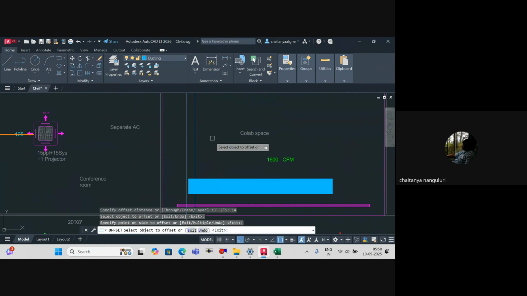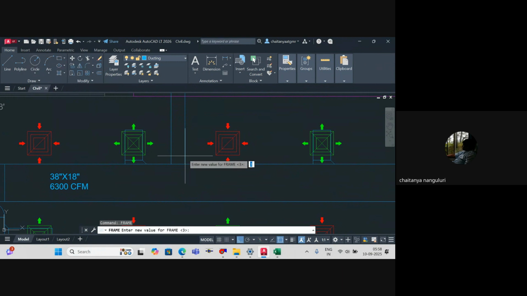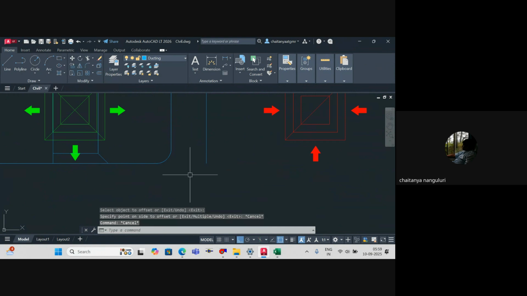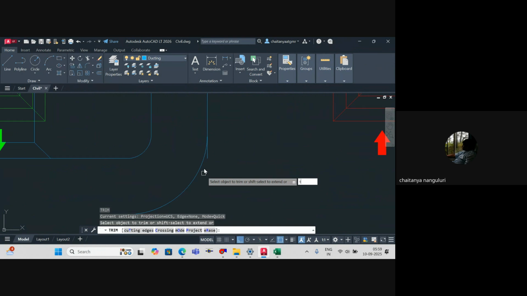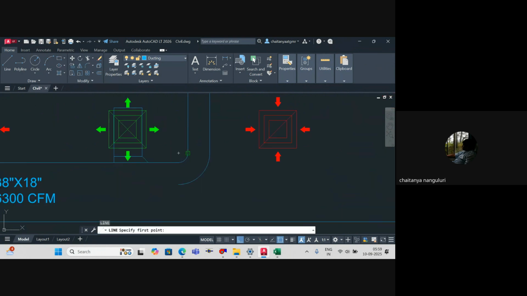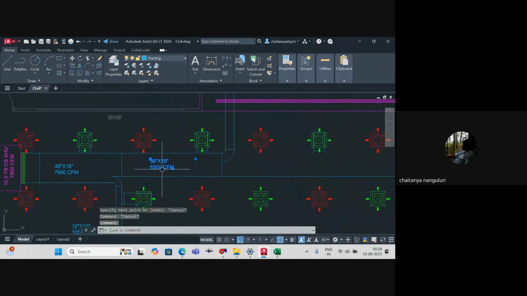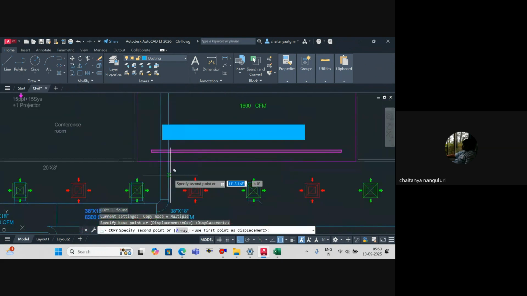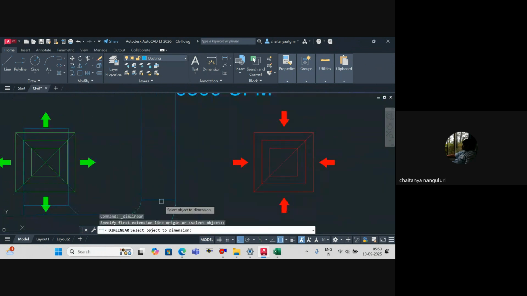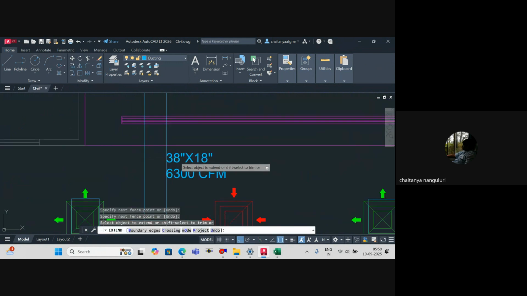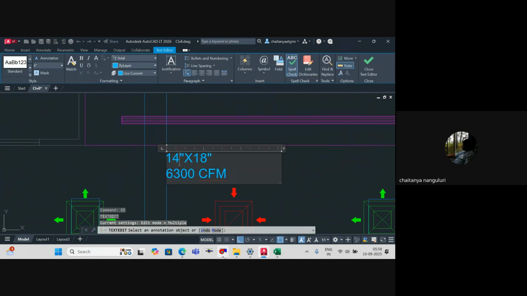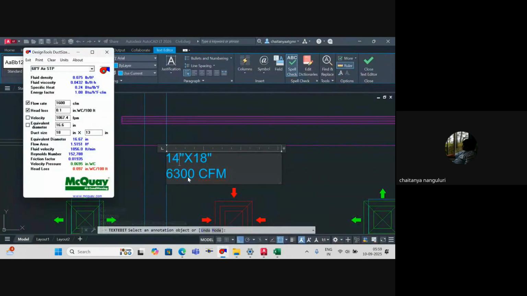14 inches. Select radius, 6 inches. Select radius, 6 inches, 14 inches. Now again, what I have to do, I have to calculate what is the flow rate over here. 1 feet means 12, 14 inches by 14 inches by 18 inches, and the duct size is 1600 CFM.